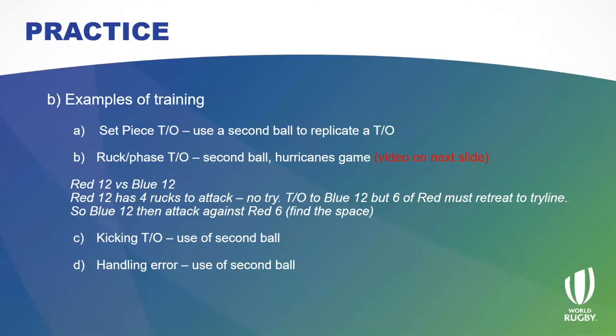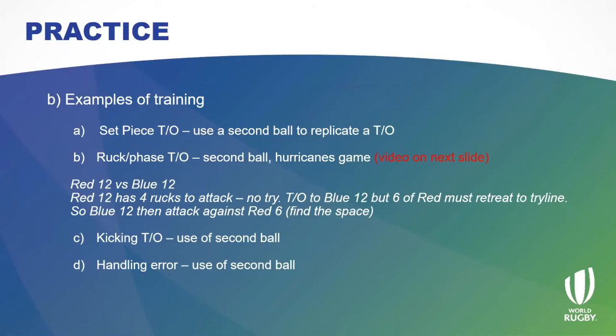Okay, so examples of training. So set piece, very simply, you can have a set piece where the attacking side throws in and then lines out, use a second ball to replicate a turnover. Very easy. Ruck and phase turnover. Again, you can use a second ball, or you can use the Hurricanes game, which we'll have a look at in a minute, where we generally play 12 versus 12.